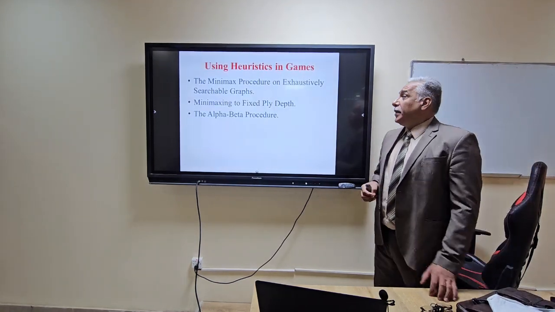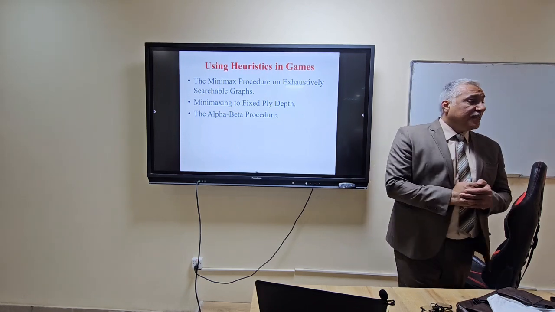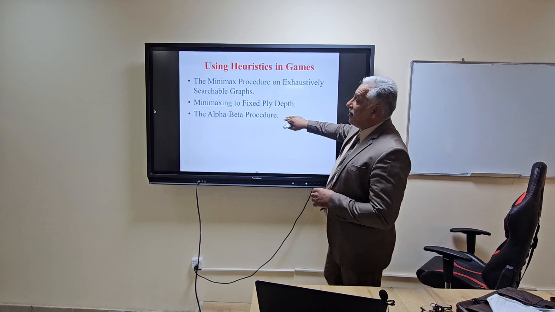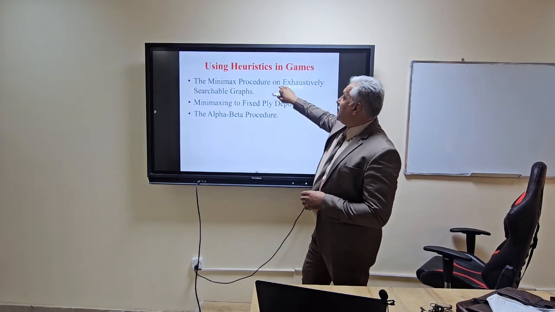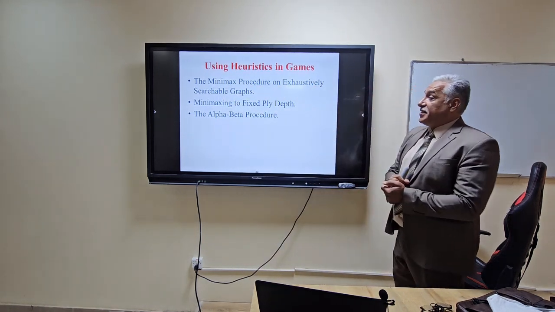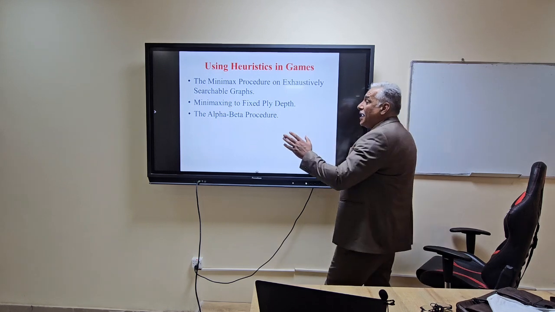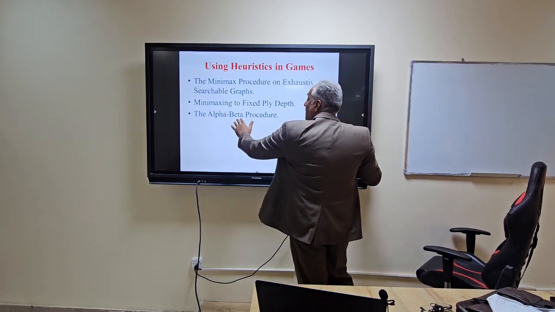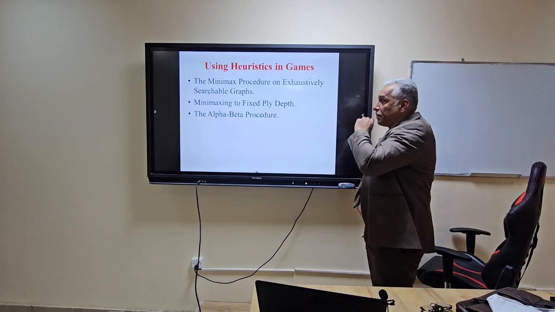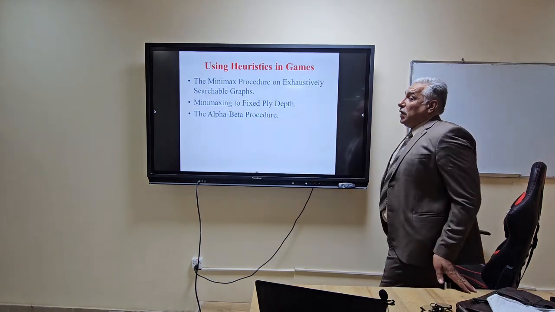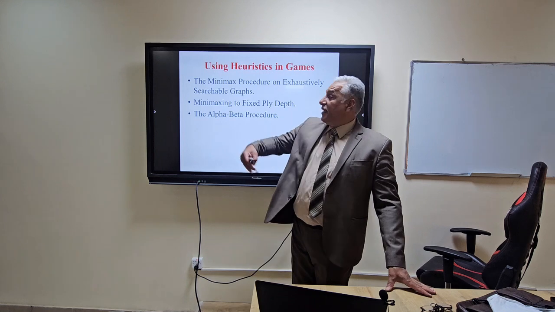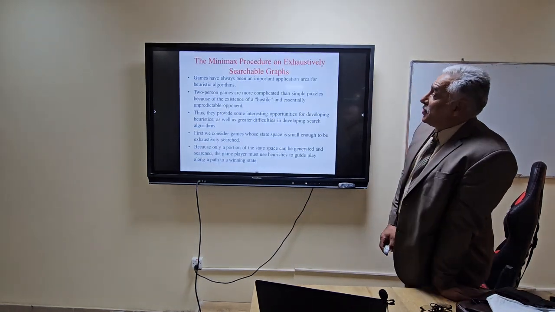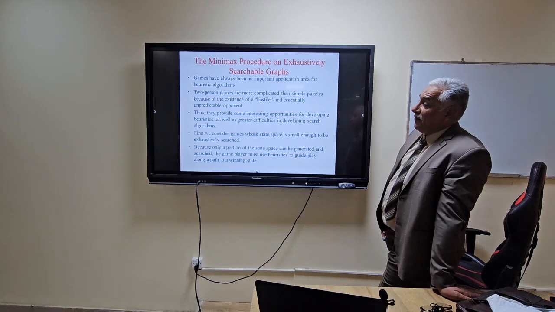Now we will implement the use of heuristics in games, and there are 3 examples: the minimax procedure on exhaustively searchable graphs, minimaxing to a fixed ply depth, and the alpha-beta procedure. Now we will illustrate the minimax procedure, the minimax procedure for exhaustively searchable graphs.